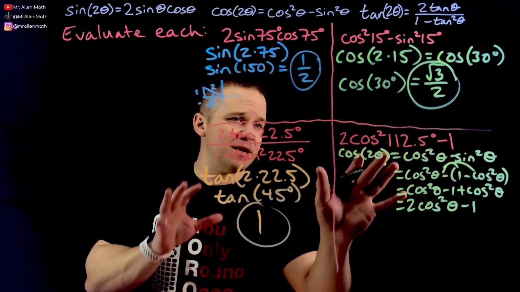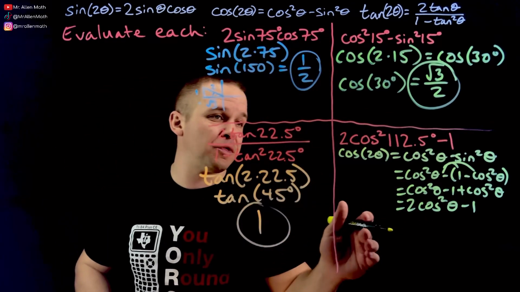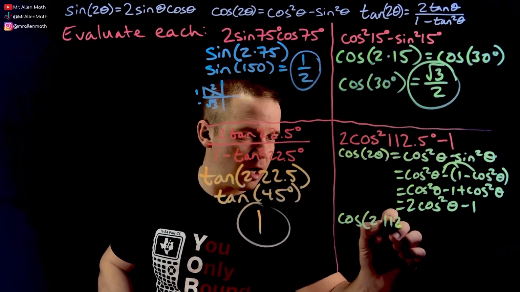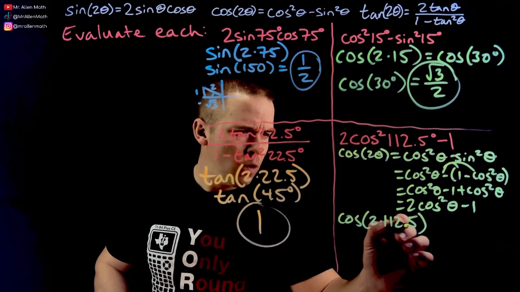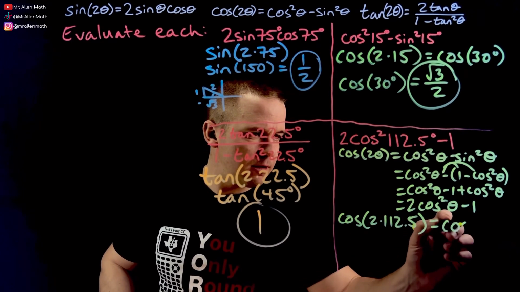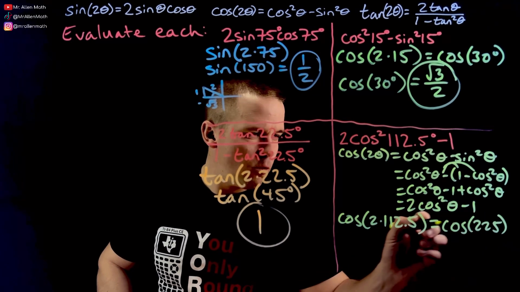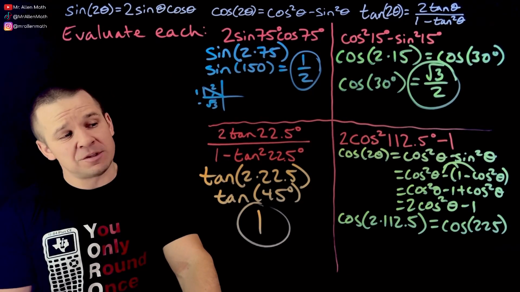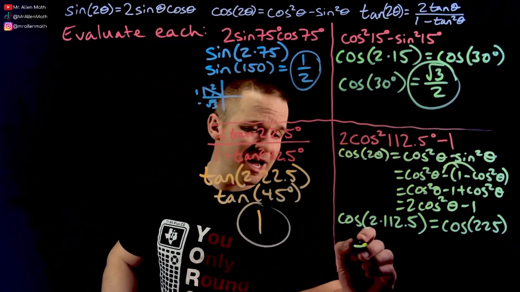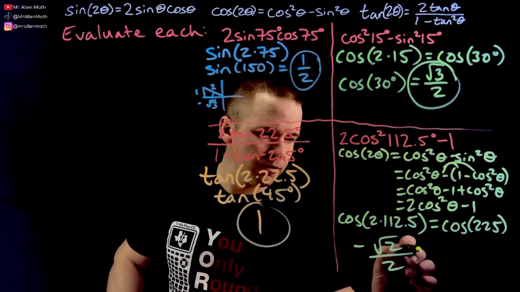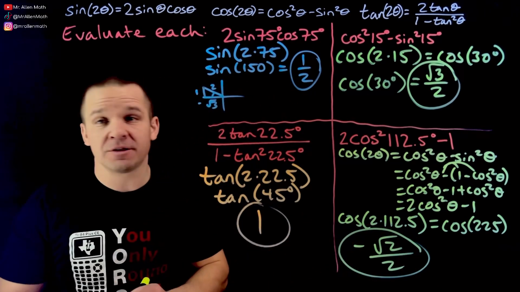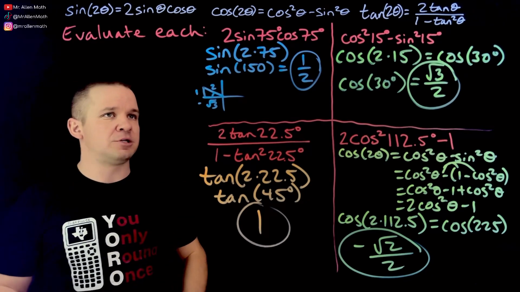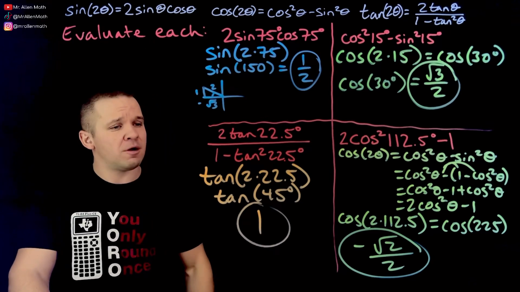All right, now we're going to go back to cosine of 2 theta. So that's going to be cosine of 2 times 112.5, which is cosine of 225. Well, cosine of 225, that's going to be our root 2 over 2, and that's in the third quadrant, so it's going to be a negative root 2 over 2 for our final answer there, because cosine is negative in the third quadrant. There we go. That's awesome, man. That's super fun.